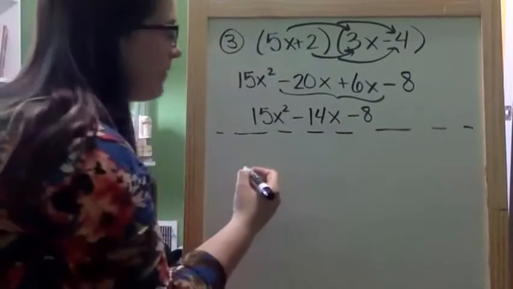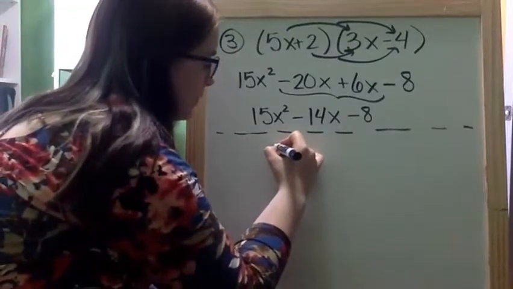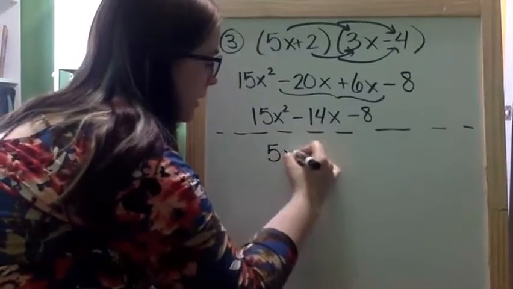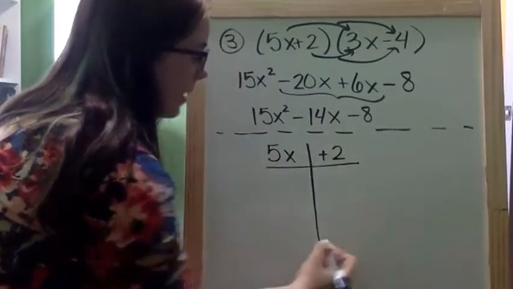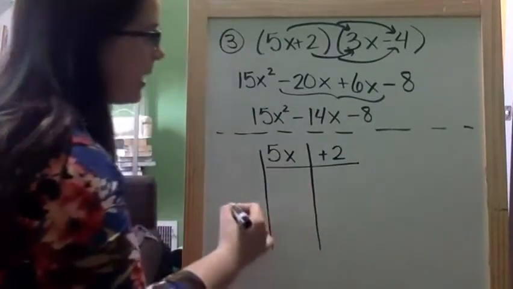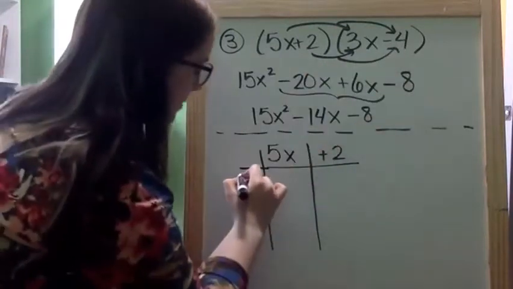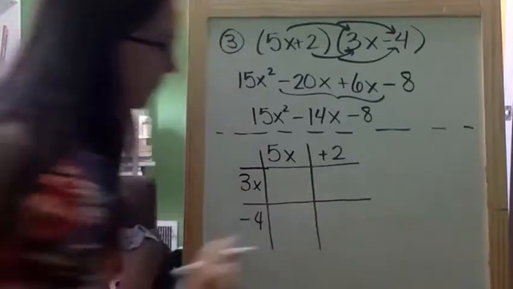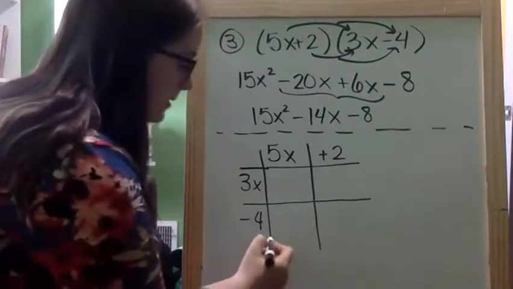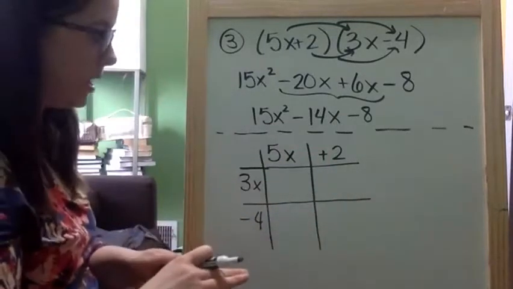Same problem, 5x plus 2 times 3x minus 4. I would take my first binomial and break that up into its two terms across the top of the box. And then down the side of the box, I would put my second binomial, 3x minus 4. And then inside of these pieces is where I'm going to do my multiplication.